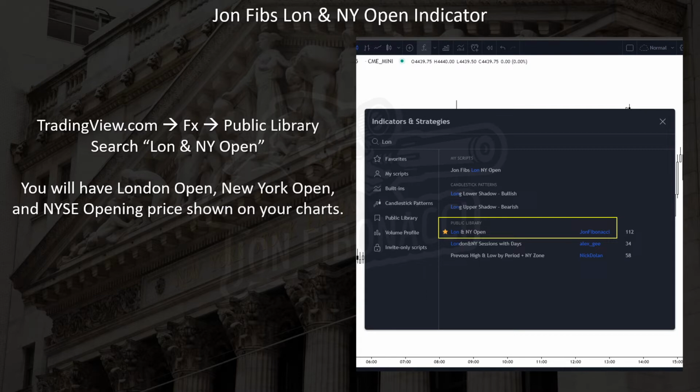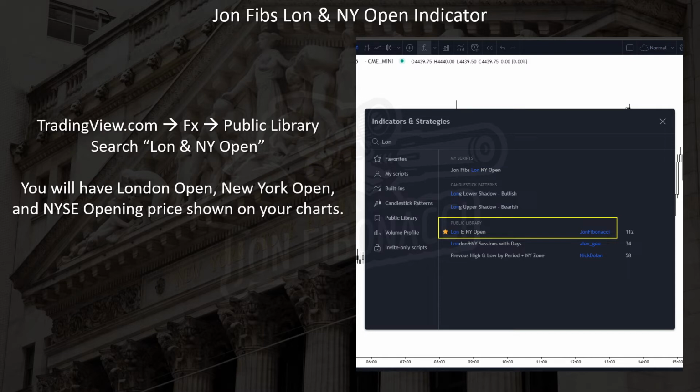Hold on, I'll get to that in just a second. Before I get to that, understand that when I had this indicator made, I had it only for London Open and New York Open for Forex, and I didn't have the New York Stock Exchange. So what I had to do is get a friend of mine from Trade House Costa Rica. He actually reprogrammed the indicator to add the New York Stock Exchange opening price. So Juan, if you're listening, I appreciate that. Shout out to you, broski.